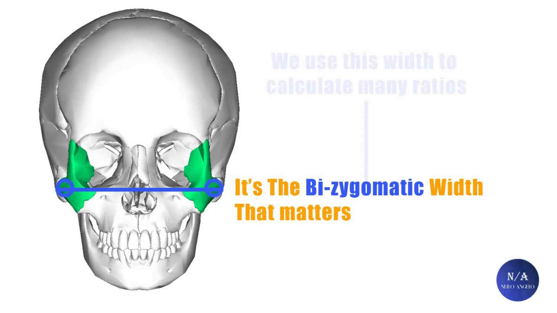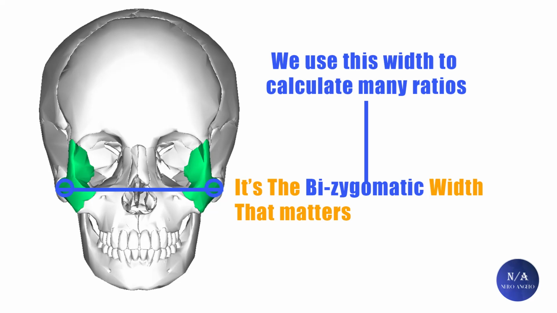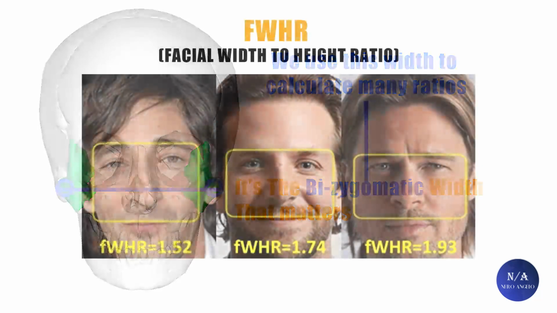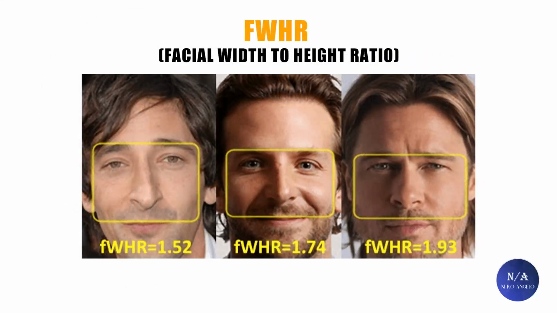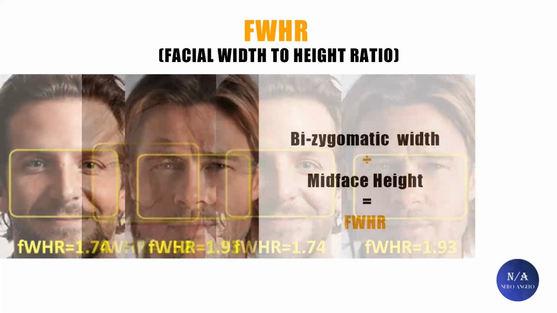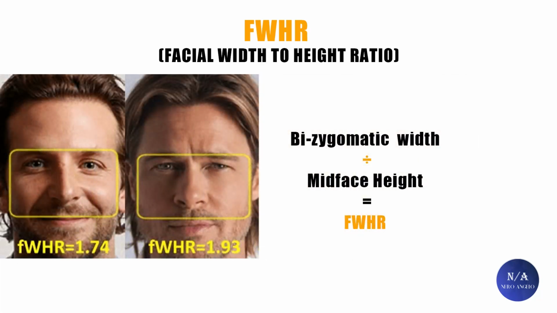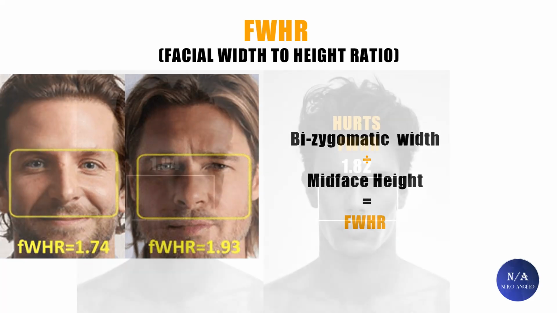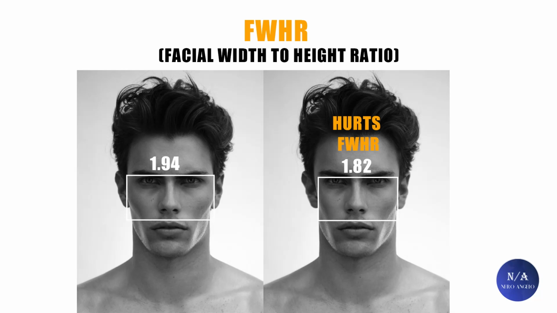Let me explain how. Your bizygomatic width, or the width of your cheekbones at their widest point, is a measurement we use in many important ratios used to determine facial attractiveness. Let's start with FWHR, or facial width to height ratio. Facial width to height ratio is correlated with such things as dominance, dark triad, short-term attraction, physical robustness, and more. We get this measurement by dividing the face width, measured at the widest point at the zygomas, by the mid-face height. So having cheekbones that are not wide, for example, will result in a weak facial width to height ratio.